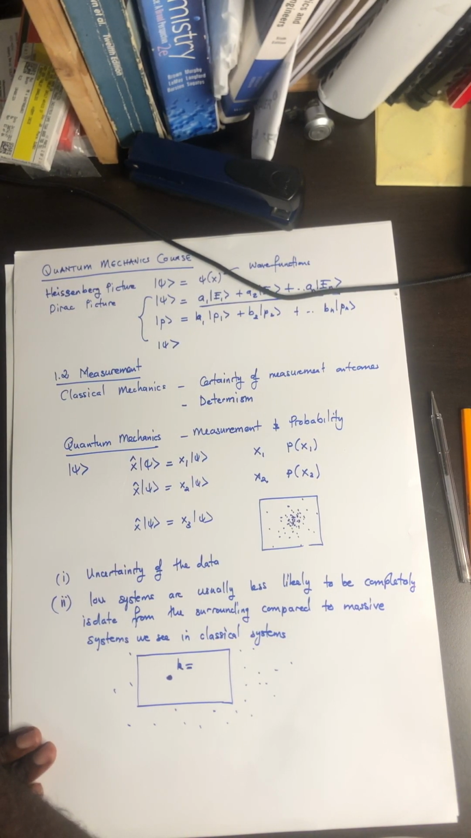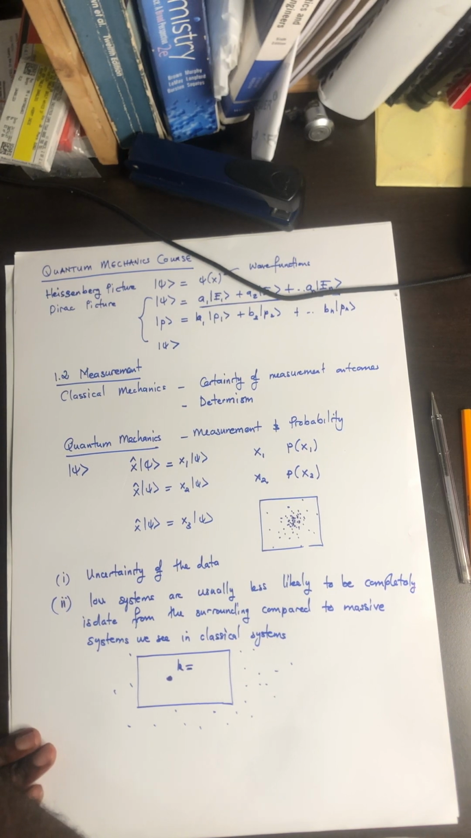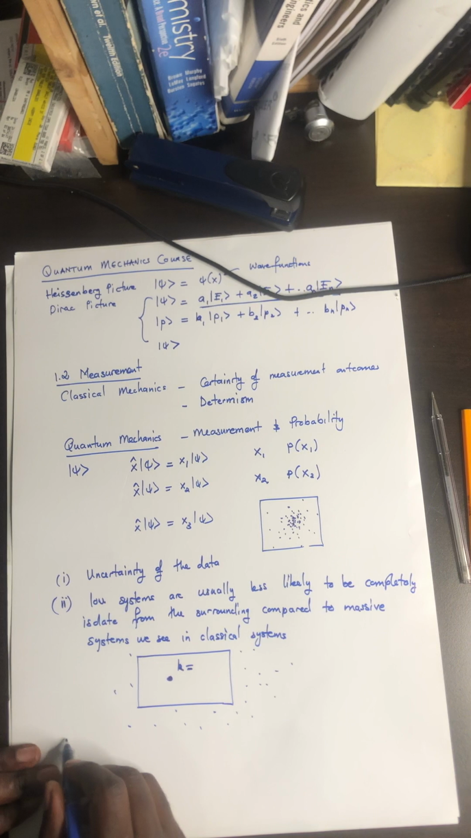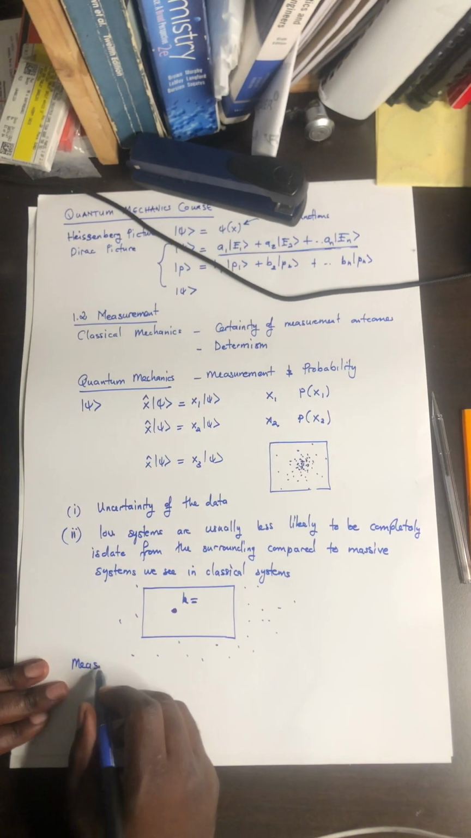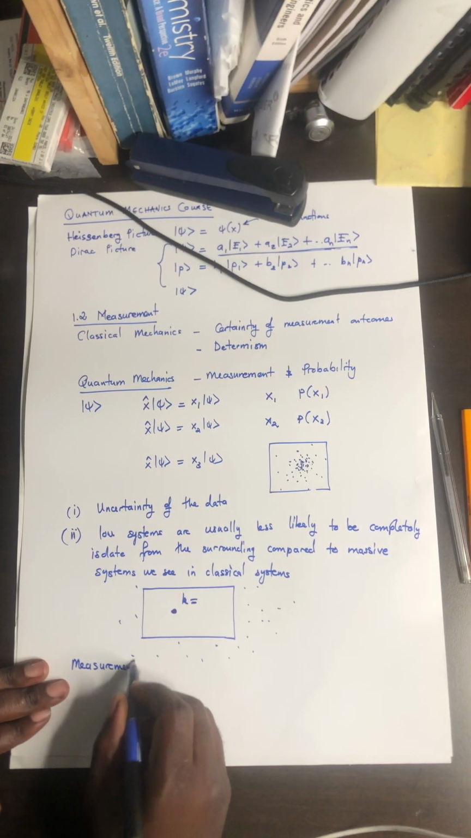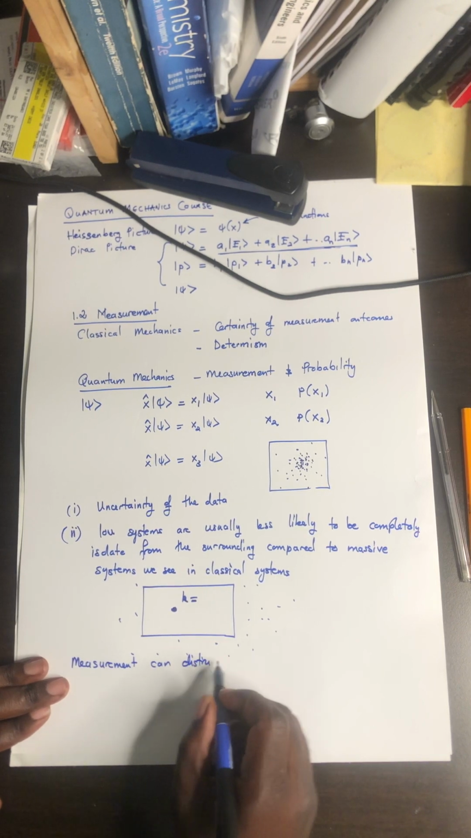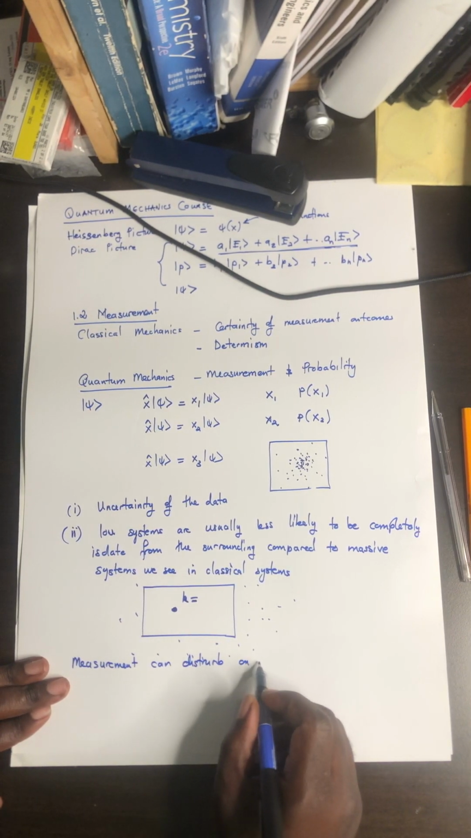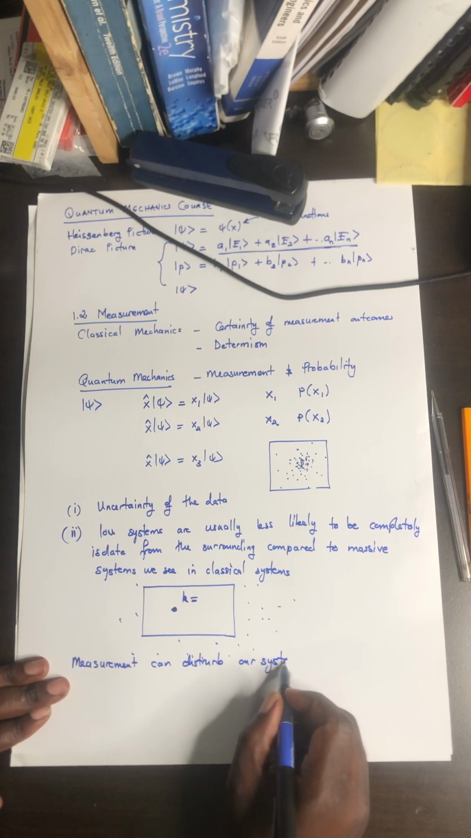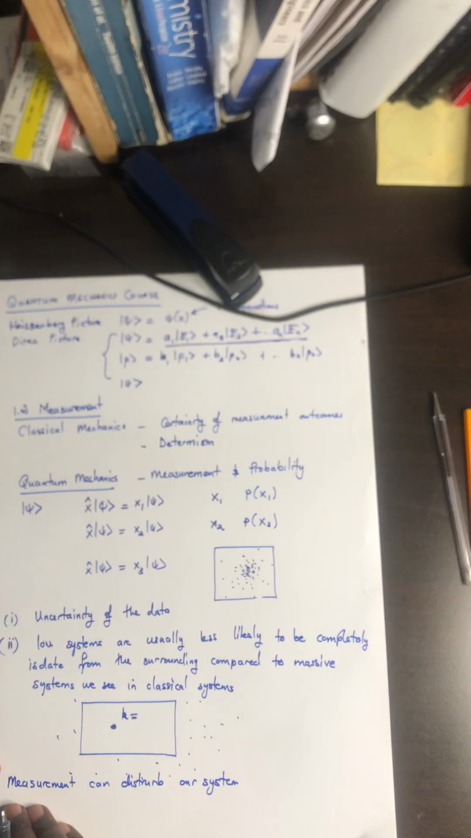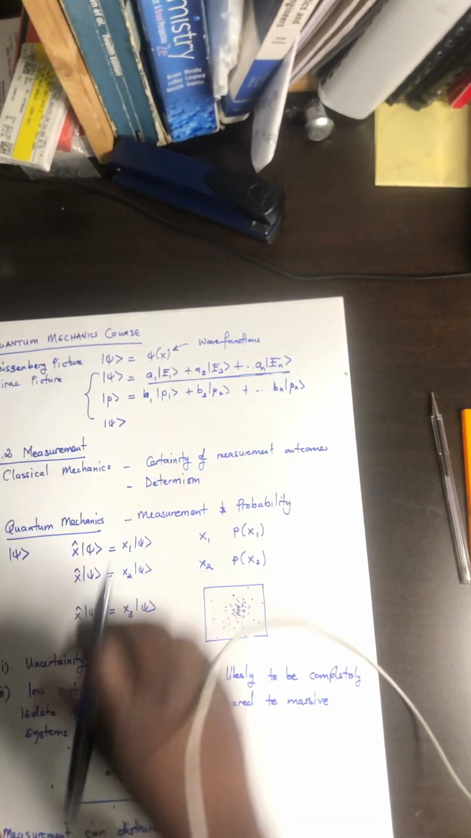Another thing is that the act of measurement itself can disturb a system. So in quantum mechanics, the act of measurement can disturb our system. Okay, how is that possible? Let me illustrate this.